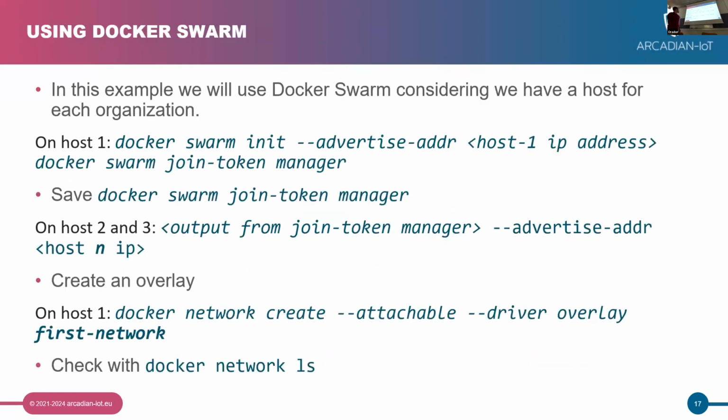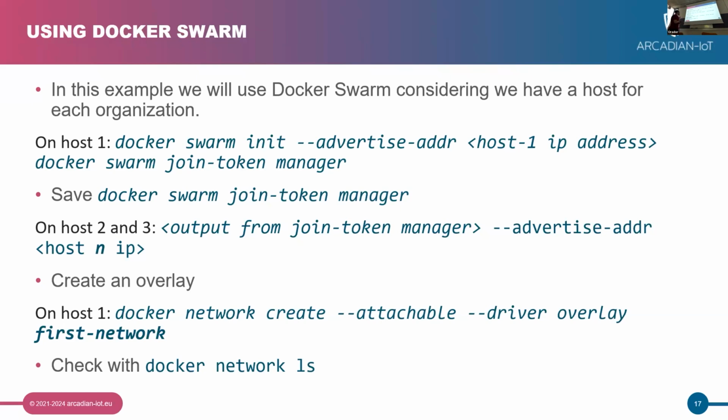So for this example, we are going to use Docker Swarm to make it easier. This is the first part, to create a Docker Swarm. One host has to run the swarm init, and the other ones have to join with the output from the Docker Swarm token. It gives you a token so you can join host 2 and host 3.